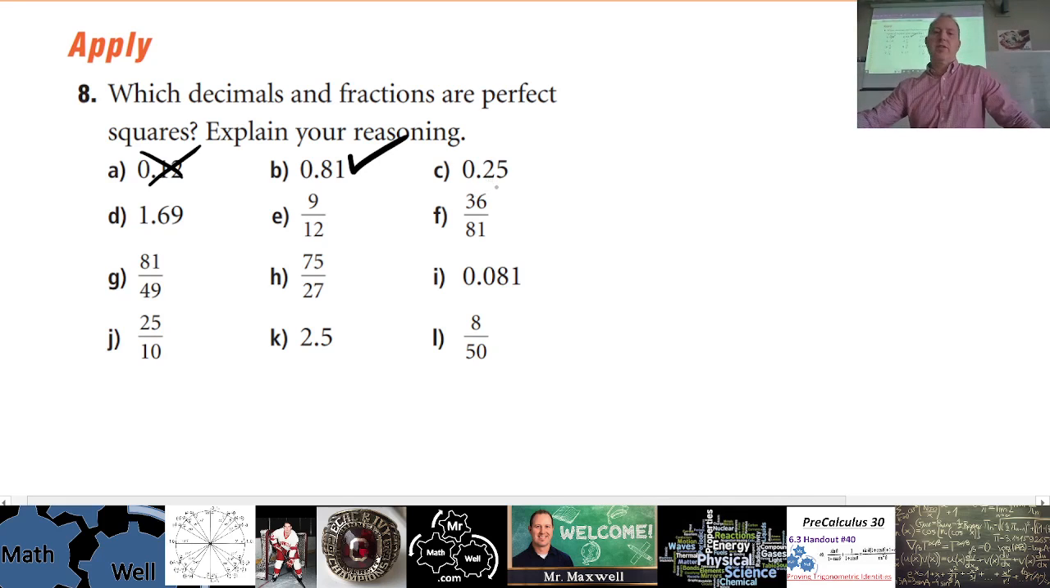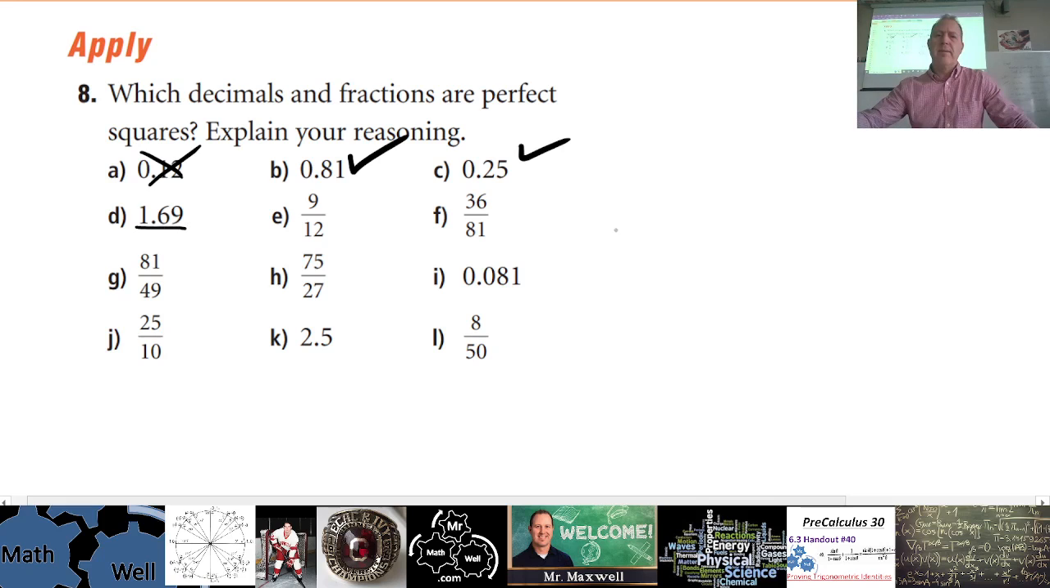We shouldn't have to check this one. Yes or no? Shout it out. Yes, it is. 1.69. Okay, I see 169 there, which I know is a perfect square number. What's the square root of 169? 13. Okay. And we have, looks like 2 decimal places represented here.